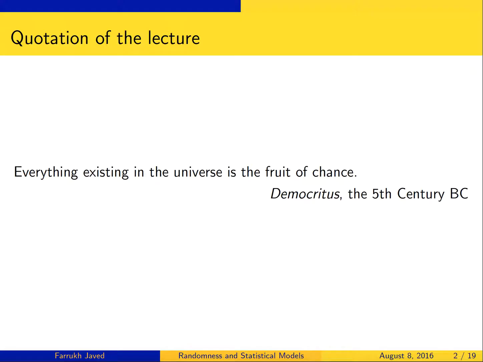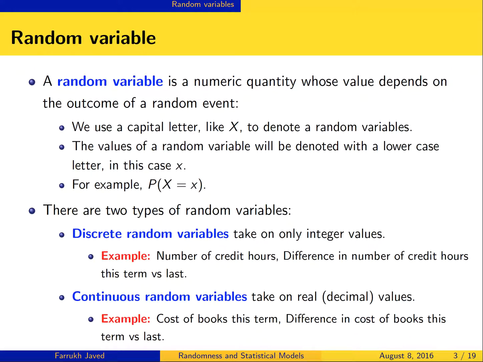So I start this second part of the lecture with the same quotation, that everything existing in the universe is a fruit of chance, a famous quotation by Democritus. So we talked about randomness in our previous lecture and where randomness can be observed in real life phenomena. We came across several examples as well.